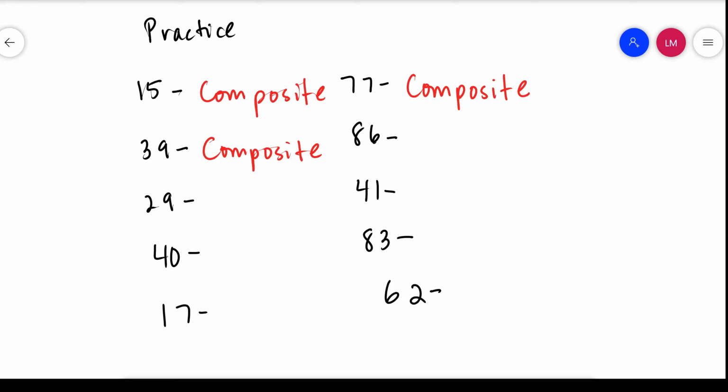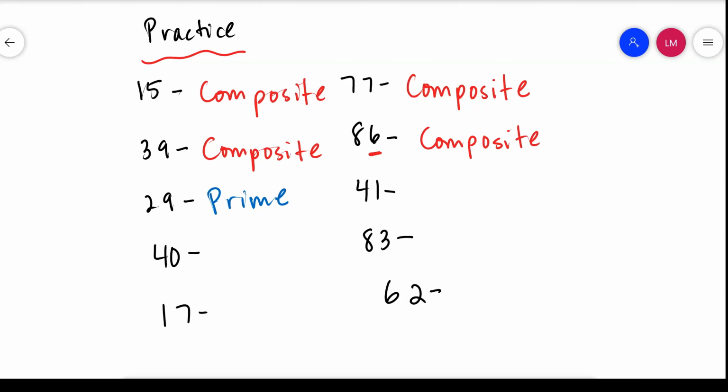All right, 86. Now because this number is even, which means that number ends in a 2, 4, 6, 8, or a 0, which we'll talk about divisibility rules in the videos coming ahead, he's also composite. Because again, 2 goes into him, and there are other numbers that go in there as well. All right, 29. Think about that one for a moment. Is he prime or is he composite? And the answer is he is prime.